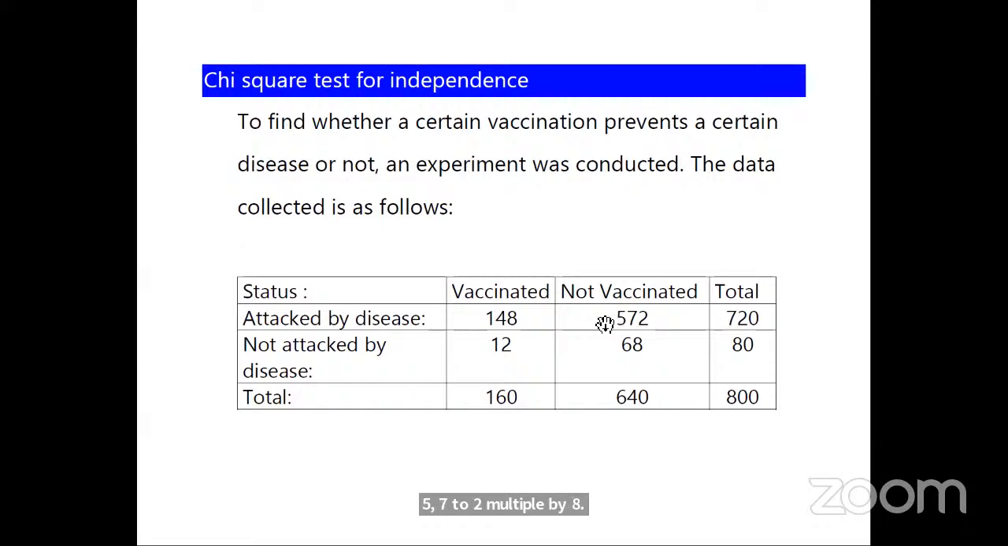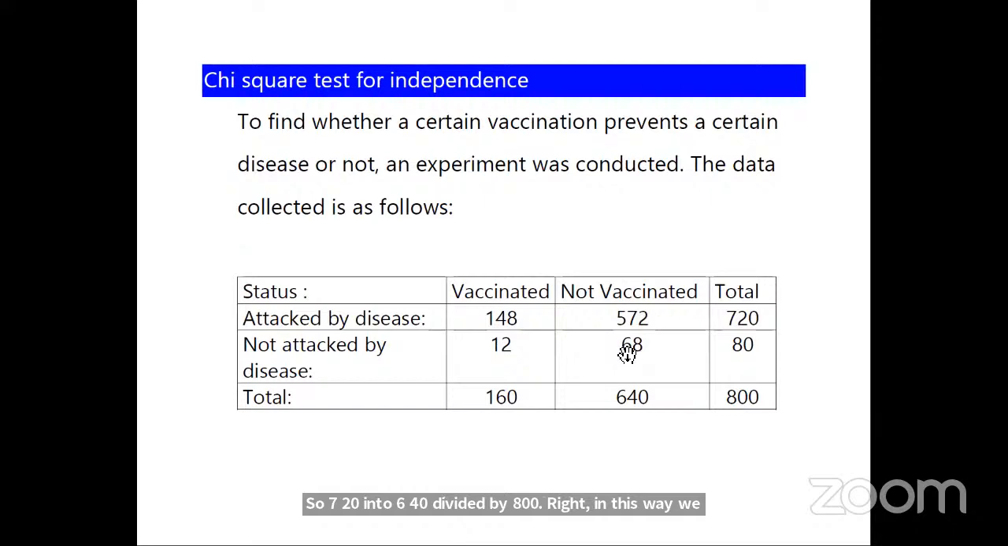No. See here, how we can calculate it is: see where this 572 is, see its location, see the corresponding row total, see the corresponding column total, and then divide by the total number of observations. So for 572, the corresponding row total is 720. So 720 into 640 divided by 800. In this way, we will compute this.